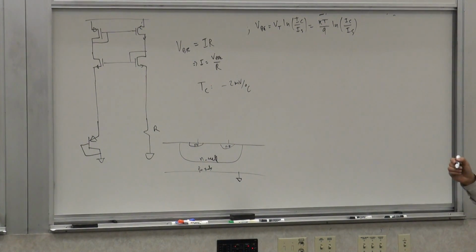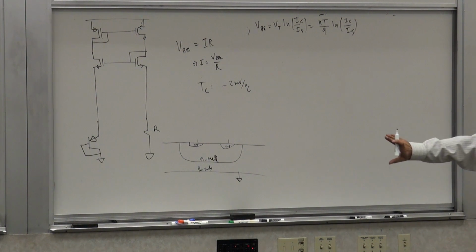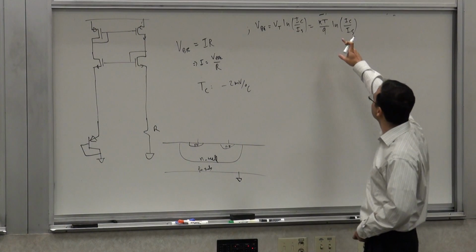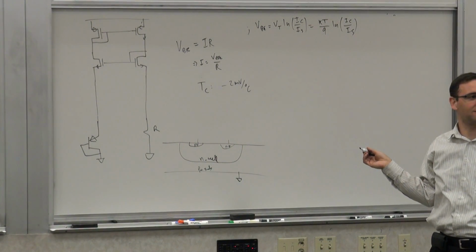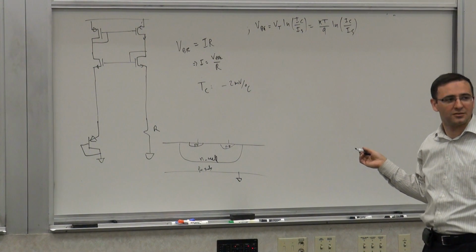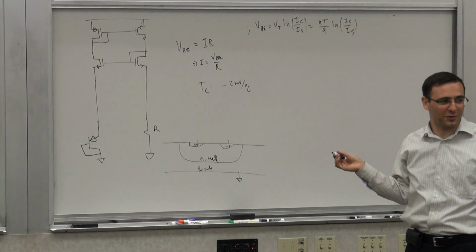So, why? Well, IS has such strong dependence on temperature that even through the log, it still overwhelms this T. And this is something you're going to see. That's why I say it's a trick question. Okay. I'm going to tell you what the dependence is.